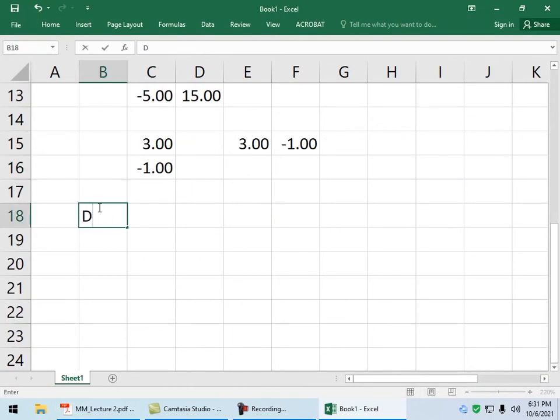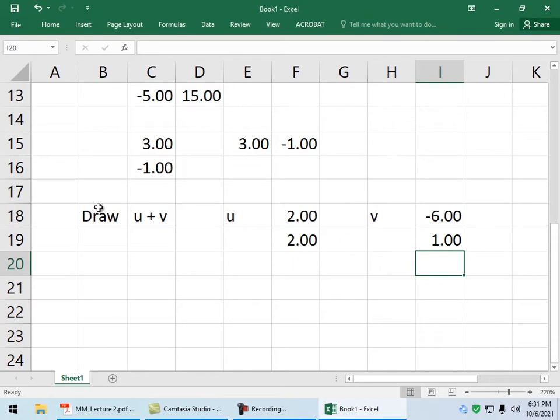Please draw the shape of vector u plus v, where u is 2 and 2, and v is -6 and 1. So please draw this shape. You have to draw both vectors, and you have to draw the result and shade the region which is covered by the result.